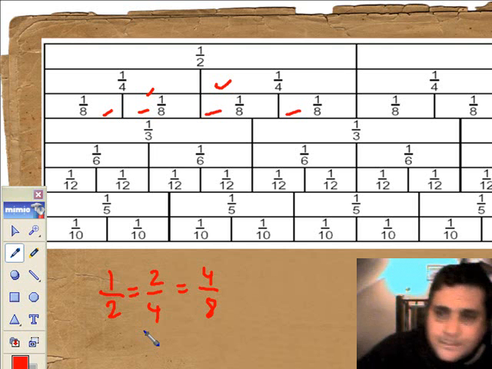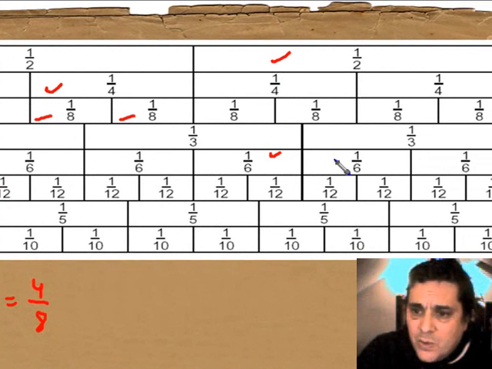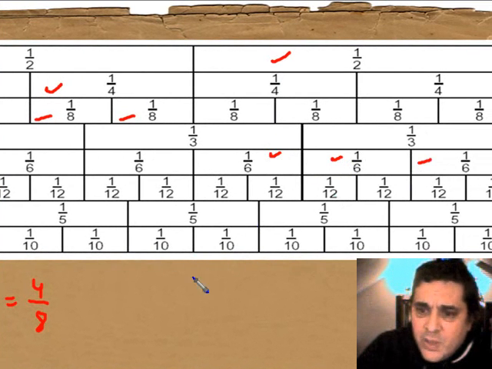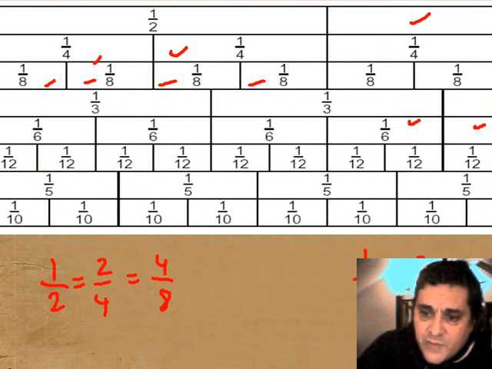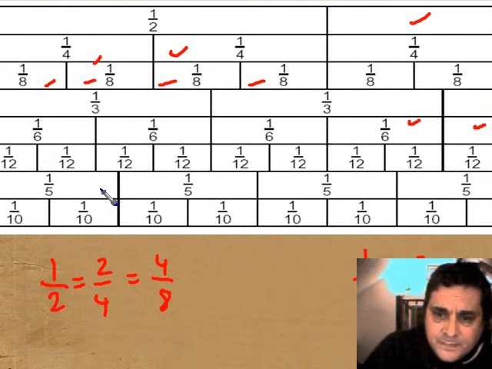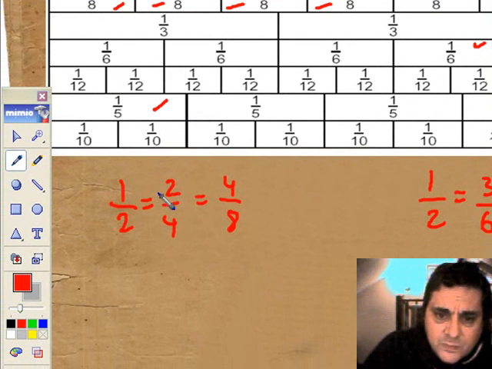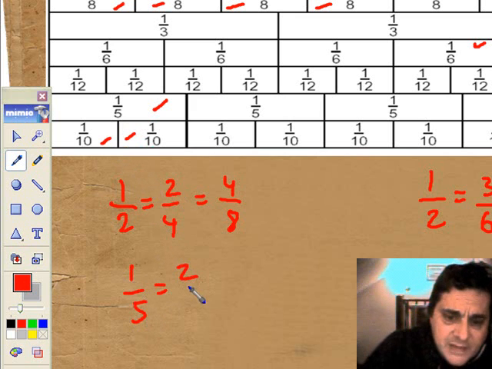Let's have a look. Let's go over here now. We have a half is equivalent to 1, 2, 3. That's 3/6. Here I go. Half equals 3/6. Let's try something different. I've got a fifth equivalent to, bang bang, 2/10. It's not difficult, is it?